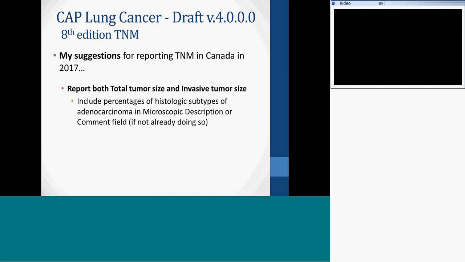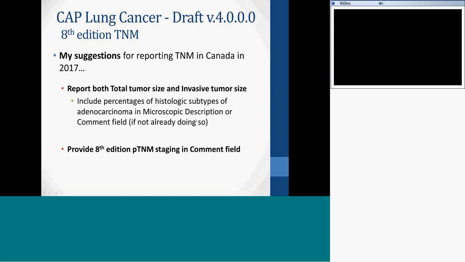I think because invasive tumor size will, for many cases, become a calculated field, it'll be important to have some documentation in the report of that calculation, and really it's an indication of the percentage of histologic subtypes of carcinoma. And I think the next edition of the CAP protocol probably recognizes this, and that's why a field for additional subtypes was included in the histologic type fields. I think this is an important parameter to include.